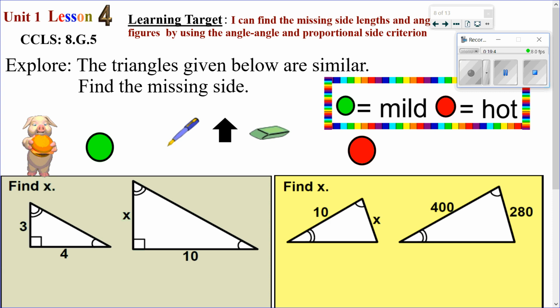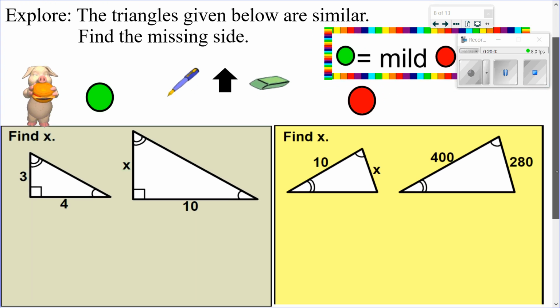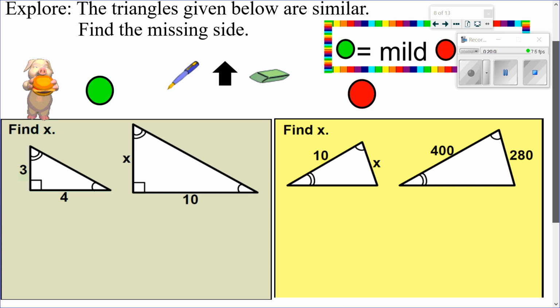So let's look at the next slide. The triangles given below are similar. Find the missing side. So I'm going to pause, and you have to find the missing side of both examples, and then when you're done, come back and we will go over it. Okay, so you should have set up proportions because corresponding sides, same position sides are in proportion. I'm going to do 3 is to 4.